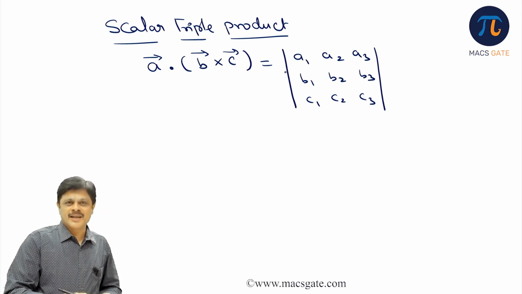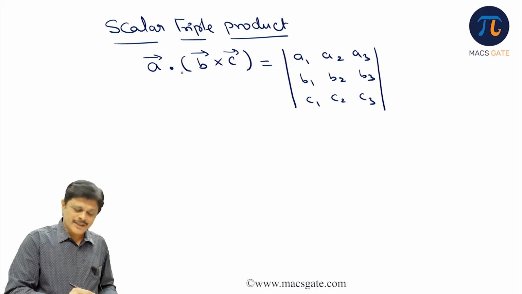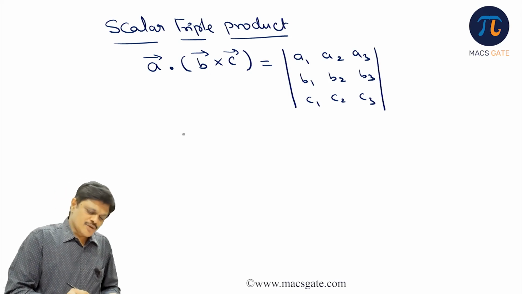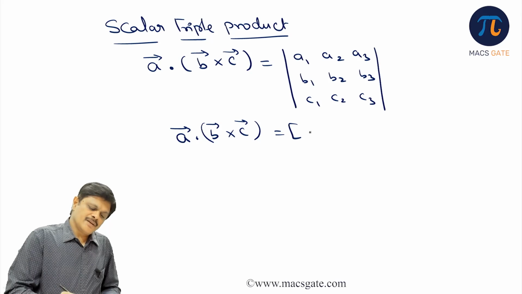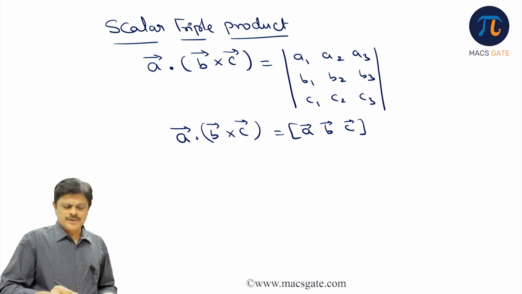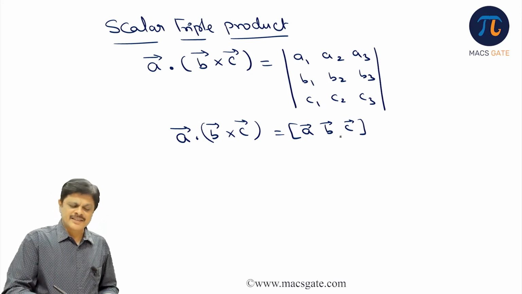We call it the scalar triple product, which means after doing the product, we are getting a scalar answer. So this scalar triple product is also denoted as the box product. You simply write all the three vectors in square brackets. So this is how we represent the scalar triple product.